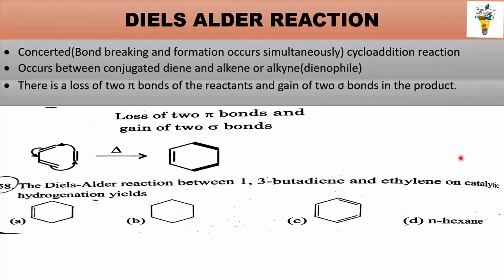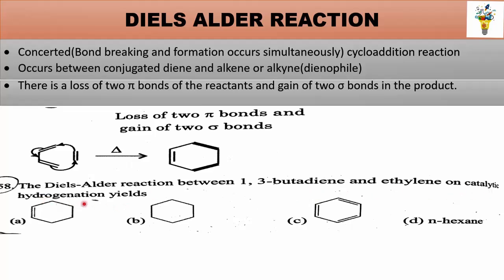Let us consider one question. It is a TRB question, Teacher Recruitment Board, Tamil Nadu. Here there are a couple of questions. One is a Diels-Alder reaction between 1,3-butadiene and ethylene, and then catalytic hydrogenation of the adduct.